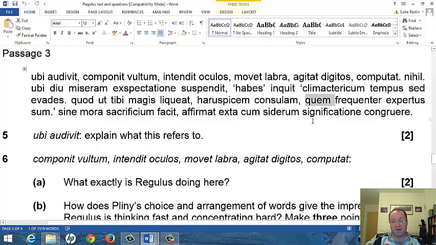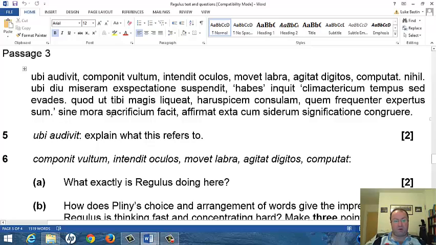Quem's linking back to the soothsayer. So a soothsayer whom expertus sum frequenter. Okay, frequenter is an adverb, so frequently. Expertus means to have experience in, and then sum is the present tense of to be. So whom I am frequently experiencing, whom I use a lot would be a good translation. But let's just do it literally. Whom frequently sum I am expertus, experiencing, whom I use a lot.